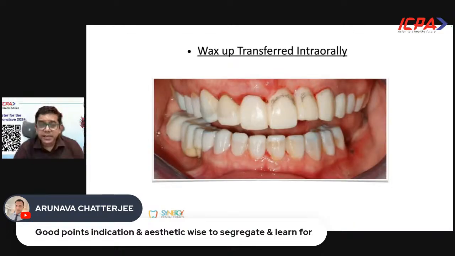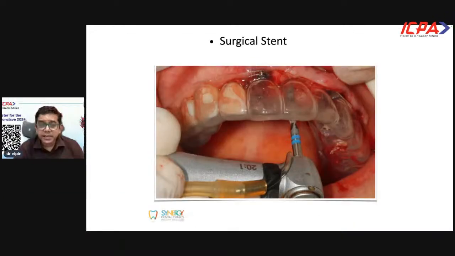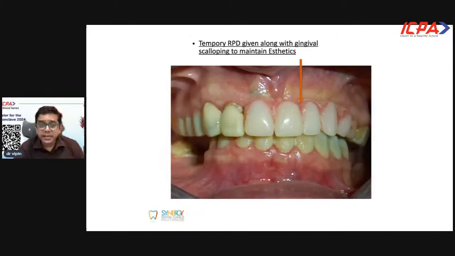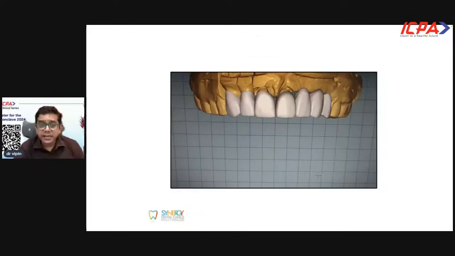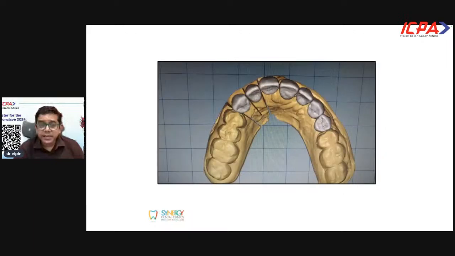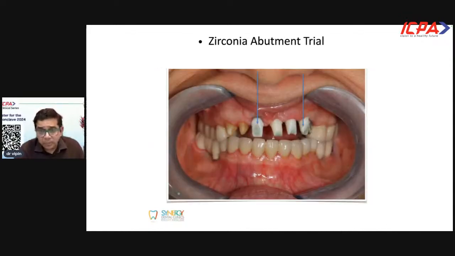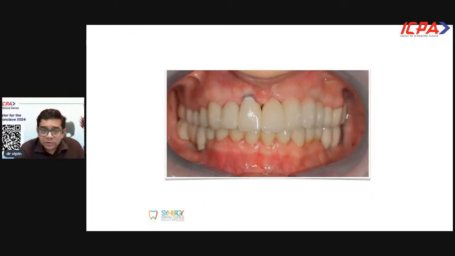Then we transferred everything in temporaries in her mouth. Then we made stent. That time surgical guides were not available in the world, so we used stents that we used to do. Grafting was done, implants placed, temporaries given, everything planned on ExoCAD. I've been using ExoCAD now since 2013, and my boys have expertised it. This is a wax up which we tried in her mouth for her approval. Right? Then the abutments were designed accordingly. So these abutments were made up of zirconia, and everything else were made up of Emax.